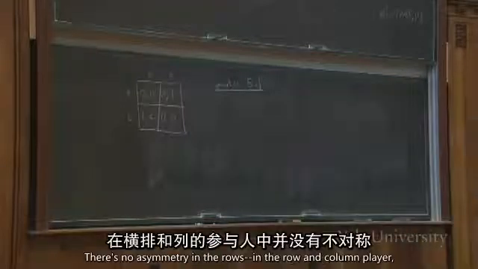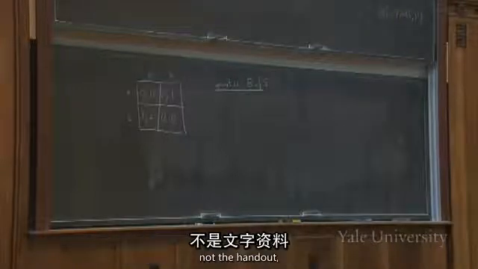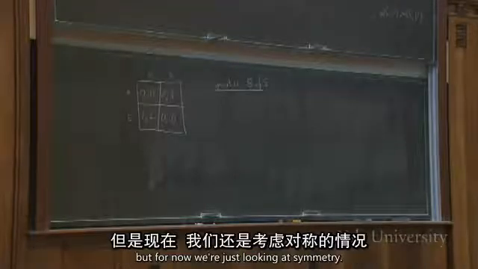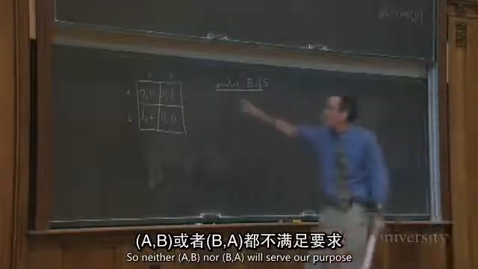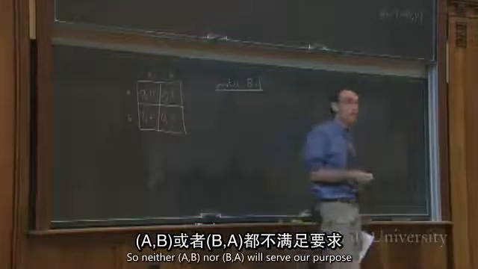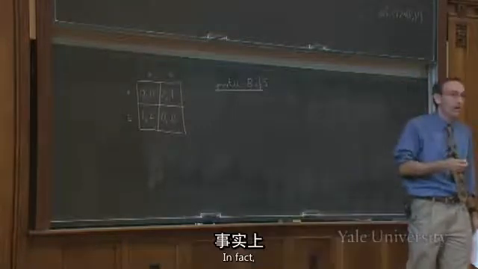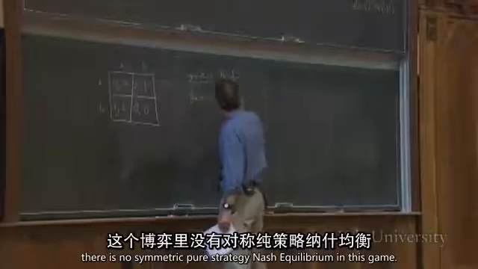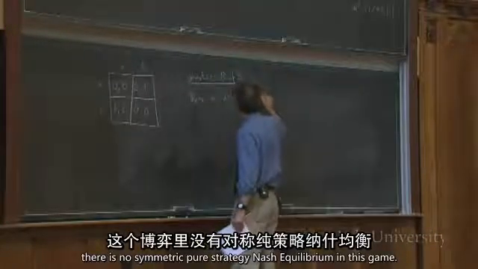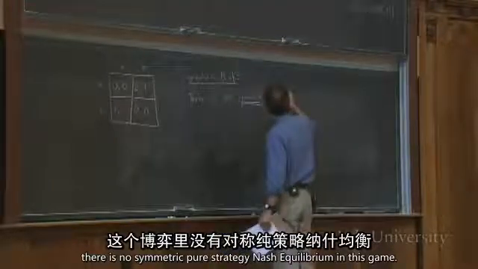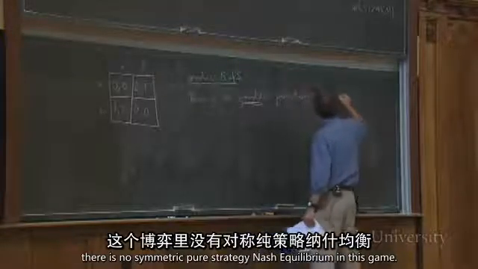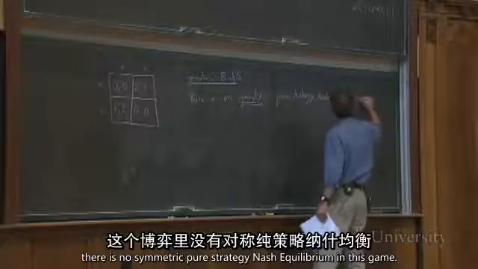And so far, we're focusing on games that are symmetric. Right? This is random matching. There's no asymmetry in the roles of the row and column player. Although in the reading packet I made for you, they do also look at some asymmetric versions of games. But for now, we're just looking at symmetry. So neither AB nor BA will serve our purpose because they're not symmetric Nash equilibria. In fact, there is no symmetric pure strategy Nash equilibrium in this game.